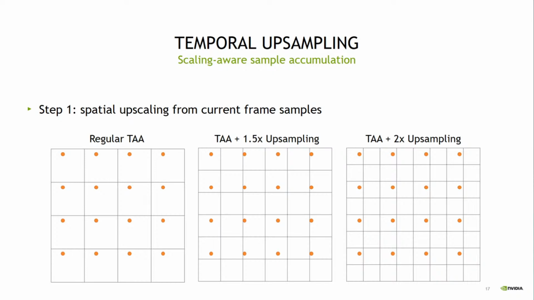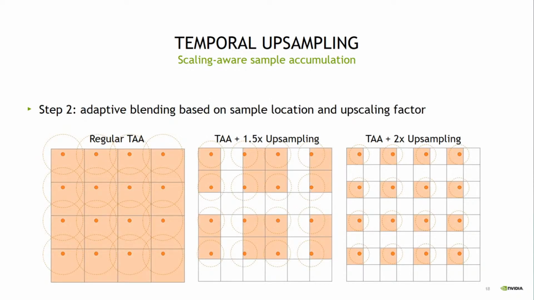The key technique of temporal upsampling is what we call scaling-aware sample accumulation. The first step is to simply upscale the current frame samples using spatial interpolation. We'll get a higher resolution image, but it is blurry. When we have no history data, this is what we get. The second step is to blend that result with history. The history is already in target resolution, so we cannot indiscriminately blend the blurry current frame samples into history, because that will quickly turn the history blurry as well.